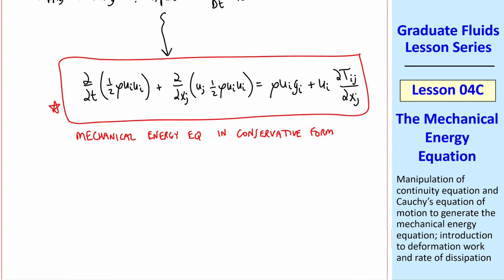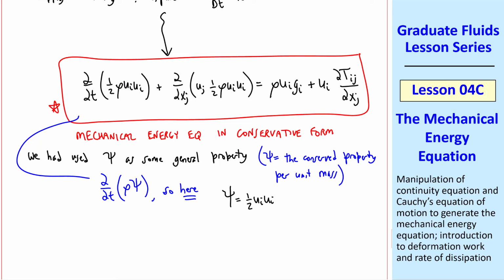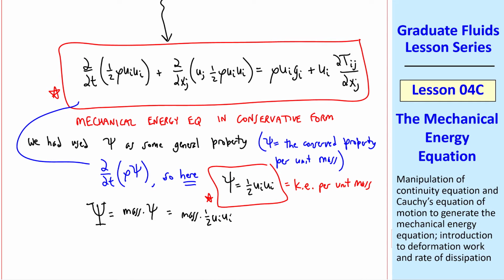To refresh your memory from a previous lesson, we had used psi as some general property, where psi is the conserved property per unit mass. And this first term, for our general case, was del t rho psi. So here, psi equals 1/2 ui ui, which is the kinetic energy per unit mass. Capital psi is mass times psi, or mass times 1/2 ui ui here, and capital psi is the conserved property, which here is the kinetic energy itself.